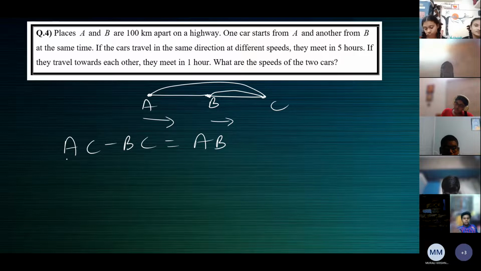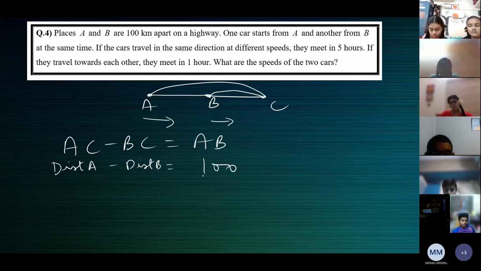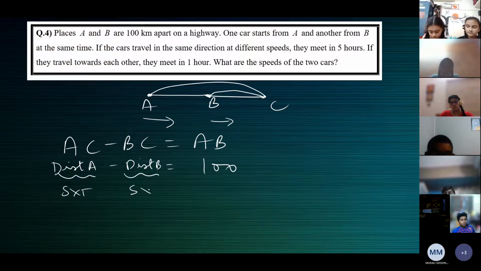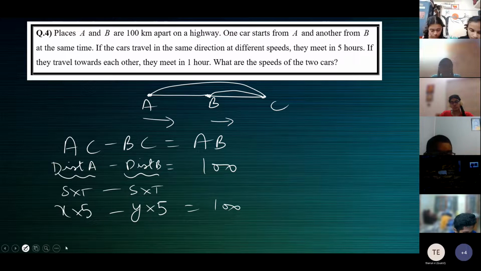What is AC? It's a distance covered by car A in 5 hours. What is BC? It's a distance covered by car B in 5 hours, is equal to AB. We know AB is 100. It's given. And how will you find distance? Distance is speed into time. Speed is x, time is 5. Speed is y, time is 5. Both of them are traveling for 5 hours, is equal to 100. So we get 5x minus 5y is equal to 100.